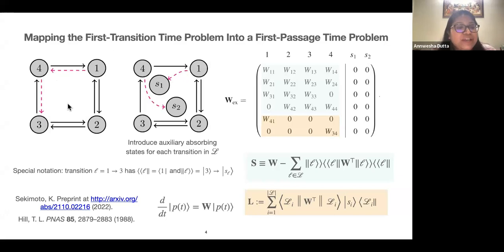And so here we are trying to map this first transition time problem into a first passage time problem by reorienting the transitions that we observe here, the visible transitions, into sinks. And then we actually get a more extended network, an auxiliary network, where we have the sinks, S1 and S2.